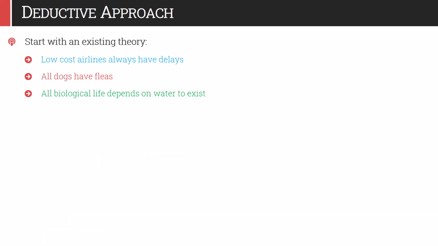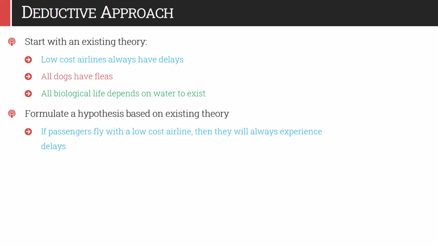In the deductive approach, we already have the theories. They are already generalized and we will try to narrow down the scope. Consider the theories that low-cost airlines always have delays, all dogs have fleas, and all biological life depends on water to exist. So we need to formulate a hypothesis based on an existing theory. That is, if a passenger flies with a low-cost airline, so this is the specific case that any single passenger or couple of passengers are traveling through a low-cost airline, then they will always experience delay. So that latter part, the conclusion, is already proven. We're just establishing the hypothesis for this.